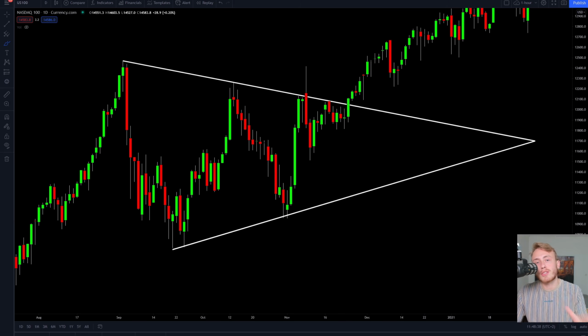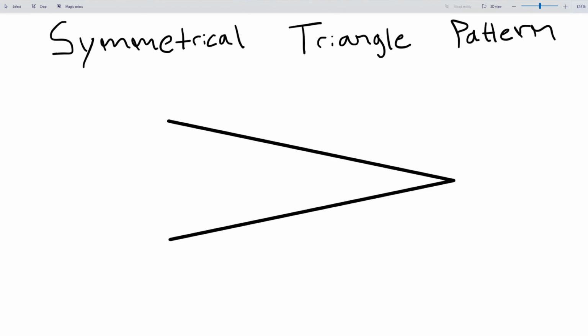But alright, so let's start the video off by taking a look at some theory. So how does the pattern look, and what does the pattern actually tell us? Alright, so the symmetrical triangle pattern. The first thing we need to know about this pattern is that it is a continuation pattern. This means that it is a pattern that suggests that a trend will continue in the same direction.